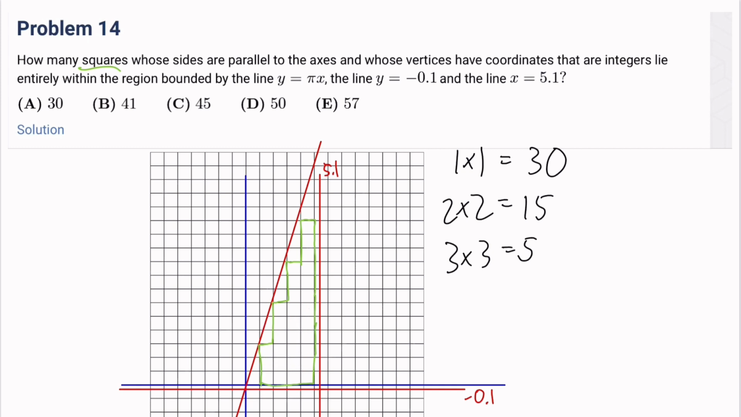If we look, we can't have any 4 by 4s. So we have to add these together. So it's 30 plus 15 plus 5, which equals 50. The answer is D.